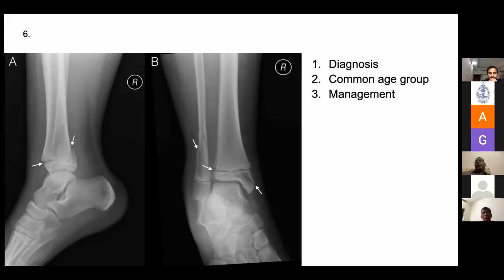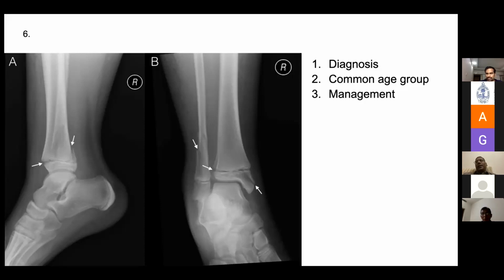So you can see that there are different arrows there. In the physeal area there is a fracture on the right-hand side on the AP view. The medial malleolus fracture you can see in the physeal area. So it's a type 4 like injury. What is the common age group? It is usually in the second decade, adolescent age, around 13 to 15 years.